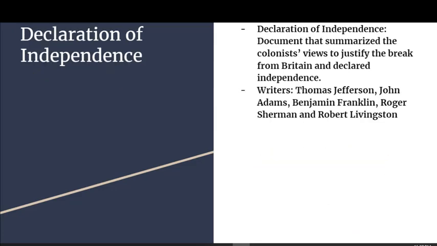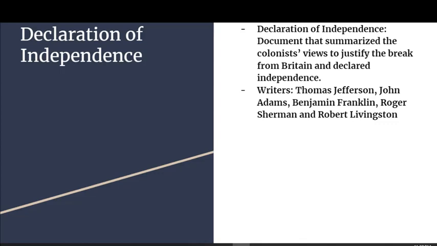And now we're going to the Declaration of Independence. This document was made to summarize the colonists' views and to justify the break and split from Britain, and they declared independence from Britain. The most important writers include Thomas Jefferson, John Adams, Ben Franklin, Roger Sherman, and Robert Livingston. And this eventually leads up to the colonists winning the war and creating America.